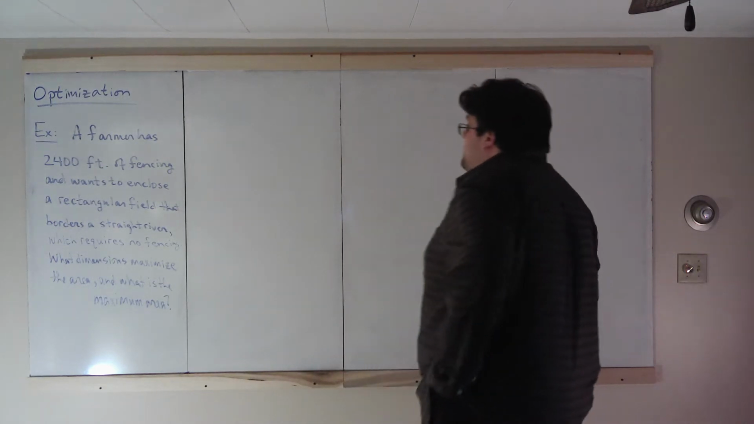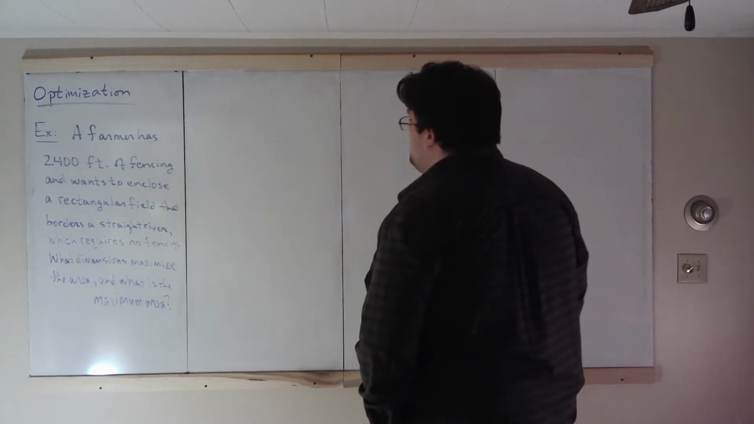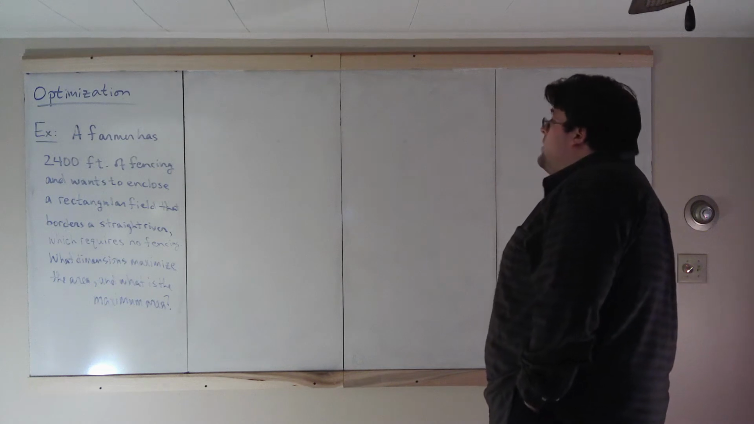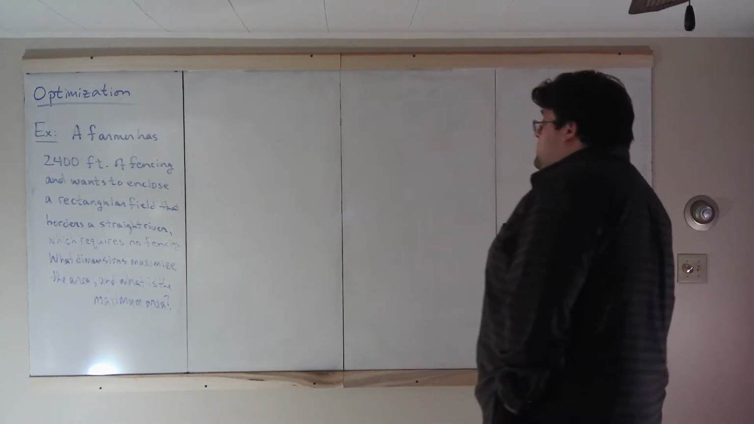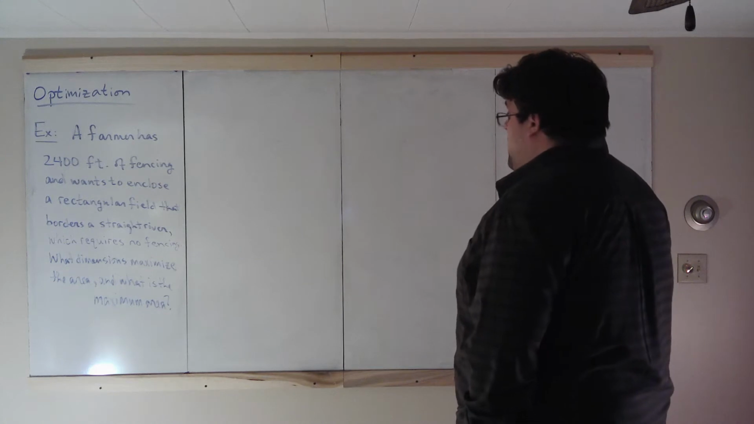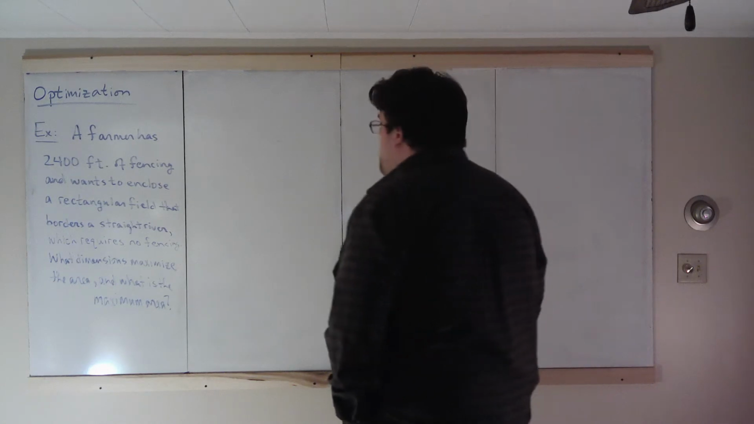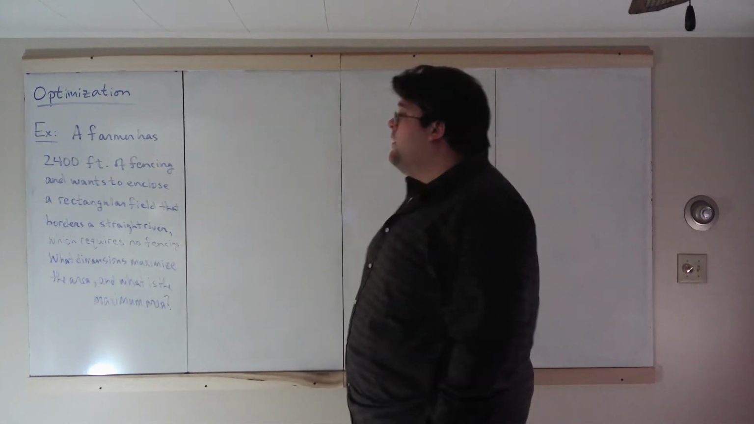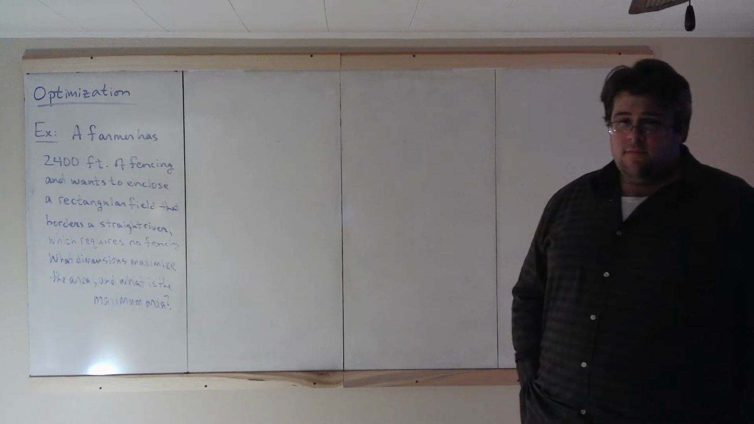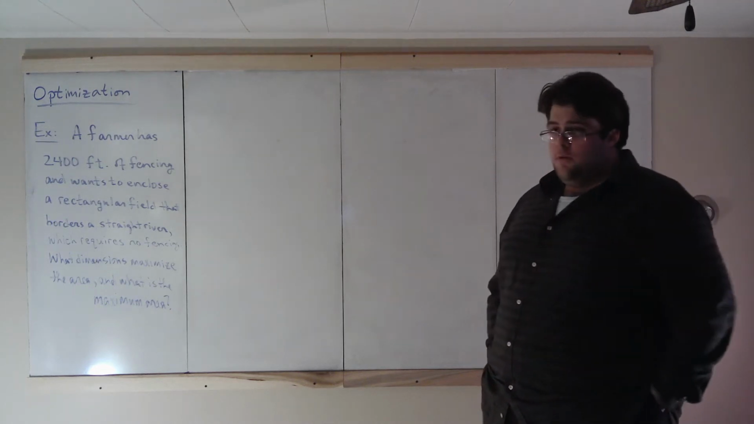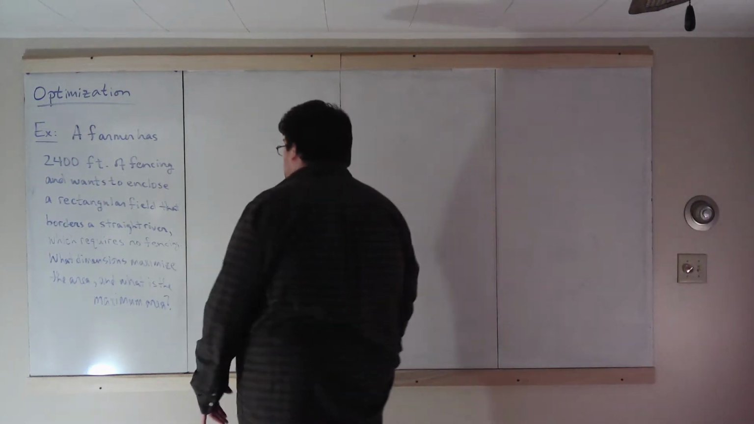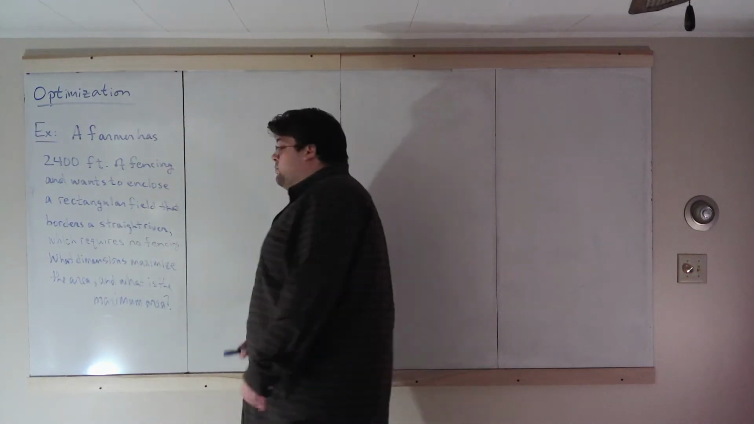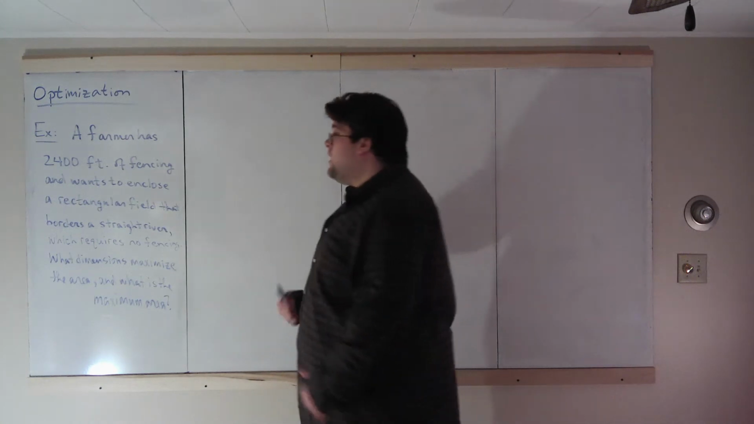A farmer has 2,400 feet of fencing and wants to enclose a rectangular field that borders a straight river which requires no fencing. So a rectangular field borders a straight river. There's no fencing on that one side against the river. And the question is, what dimensions maximize the area, and what is the maximum area? So in all of these, the first observation I like to make is, what are we doing calculus on? Meaning, what are we trying to maximize or minimize? Here, it says what is the maximum area. So we're going to try to maximize an area function.